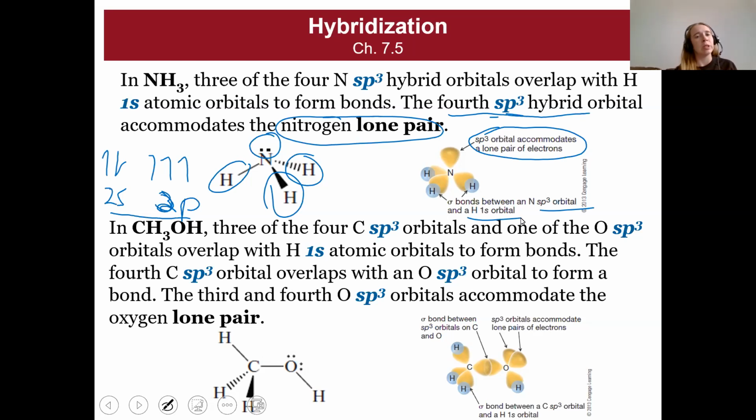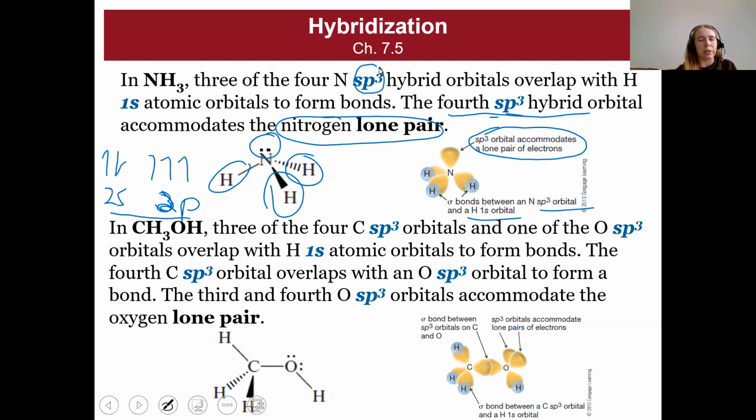Okay, so even though there are not four bonds, we do still have four hybrid orbitals. So nitrogen is still sp3 hybridized, and you can always tell that because of the number of electron domains. There's four electron domains. It's got a tetrahedral electron domain geometry, so it is sp3 hybridized even though it's only got three bonds.